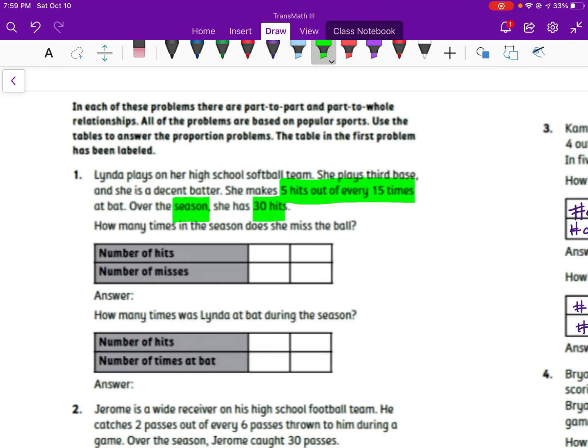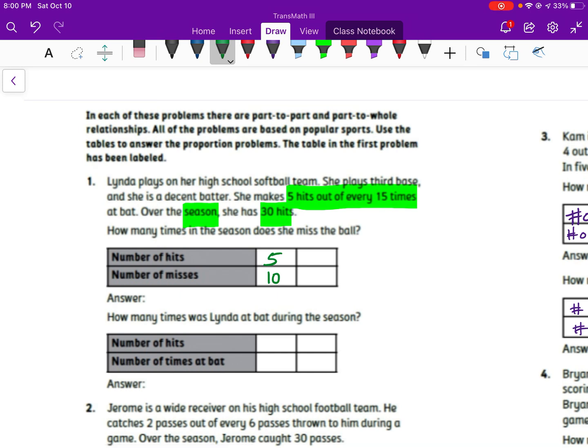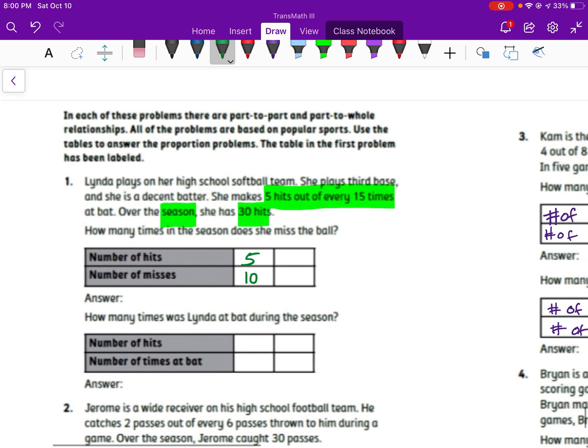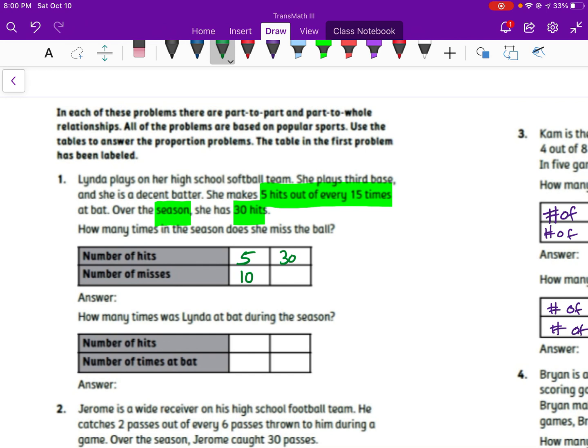Okay, so we're given the number of hits, so that's this thing that we're going to be using for sure. So number of hits is 5. Okay, we're going to use that. And now if it's 5 hits out of every 15 times at bat, that means she has 10 misses. For every 5 hits, she has 10 misses. Now, over the season, okay, because this is where the question is coming, how many times in the season does she miss the ball? We know that she gets 30 hits. Okay, so she has 30 hits. We don't know the next value. Okay, that's what the question is asking.